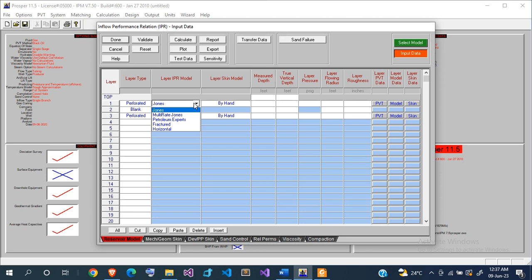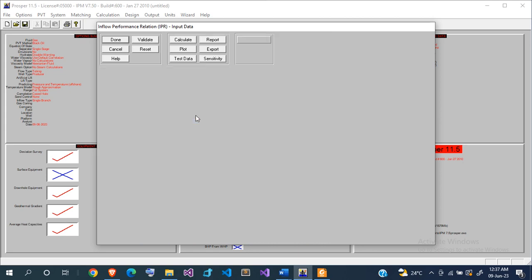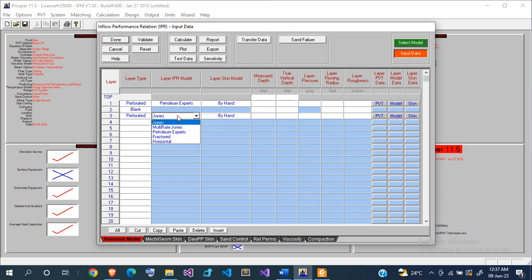The correlation, we can use any of these. I'm going to use Petroleum Expert for the correlation. And you can look up what these correlations do, so as to make you know which correlation to choose at any point in time. The skin will be entered by hand later on here.